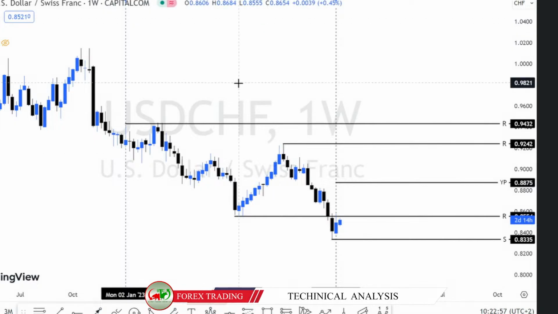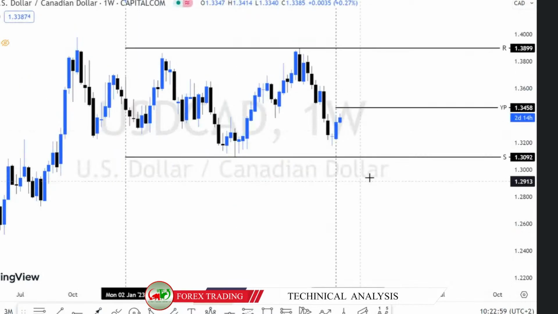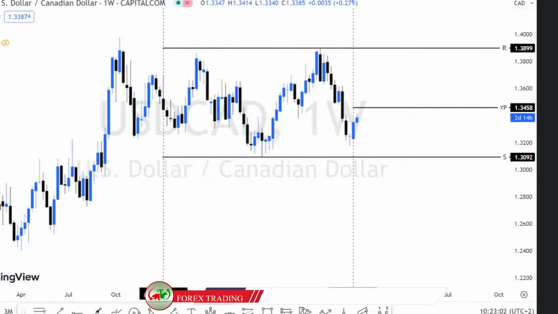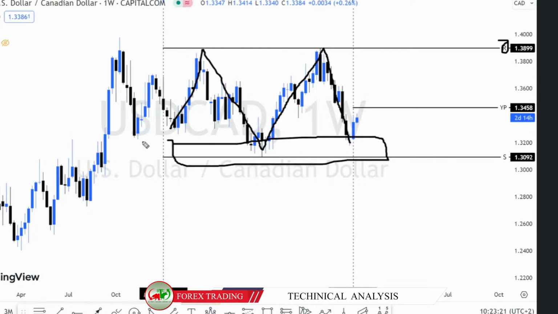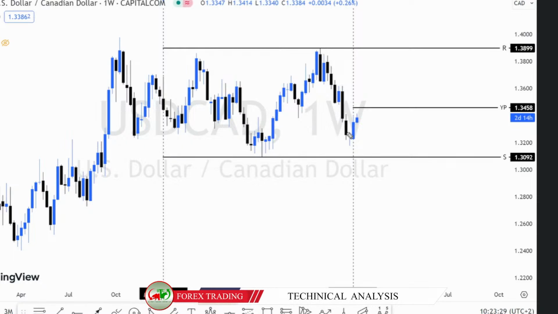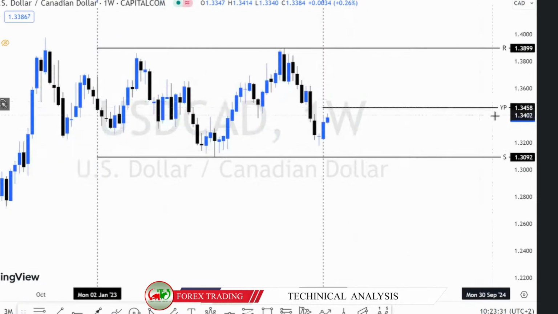The next market on our watch list is USD/CAD, and as you see, USD/CAD for 2023 was in a range, and the first resistance we had was 1.3899, and the lowest support was 1.3092. The market was moving inside a range like this. Now we are in this support area, and we managed to make this morning star for the first week of 2024. Unfortunately, we are still trading below this yearly pivot.